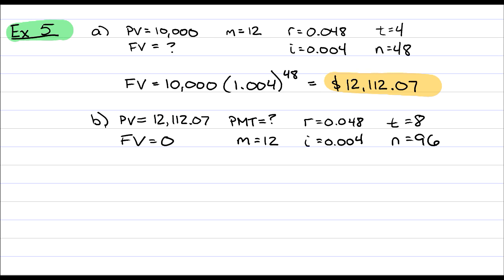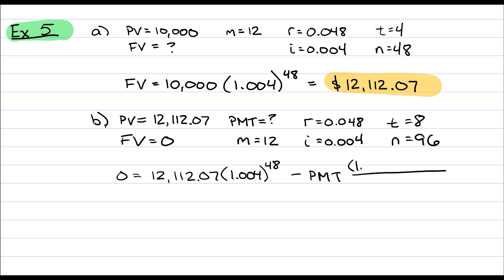So I plug into the formula for a decreasing balance annuity, and I get 0 equals 12,112.07 times 1.004 to the 48th minus PMT times 1.004 to the 48th power minus 1, divided by 0.004.